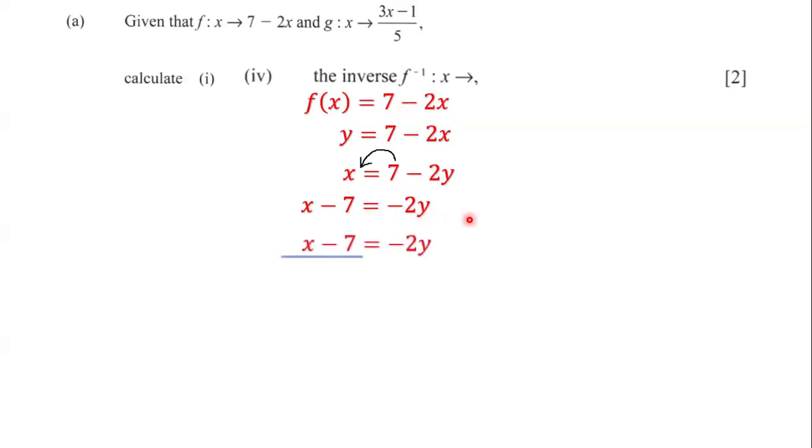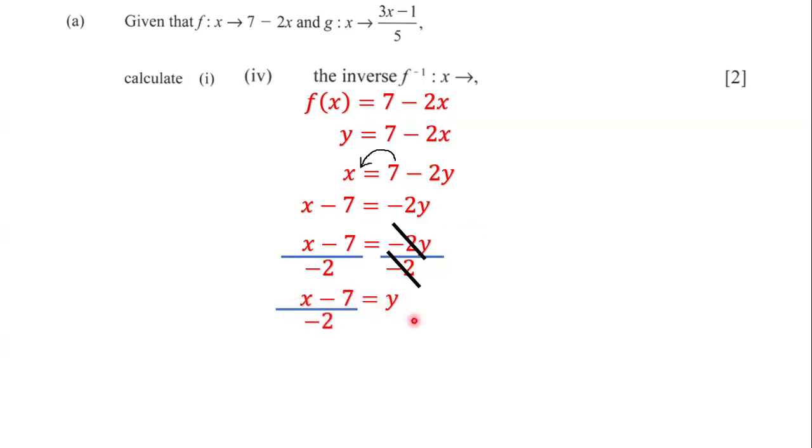Next, we divide both sides of this equation by negative 2. This negative 2 cancels out with that. And so we get that y is equal to x minus 7 divided by negative 2. Again, y is equal to x minus 7 all over negative 2.